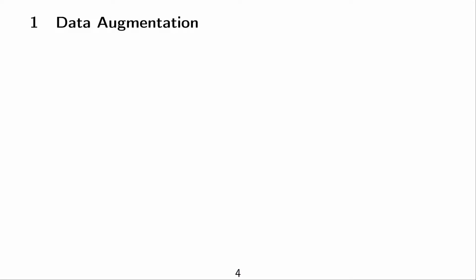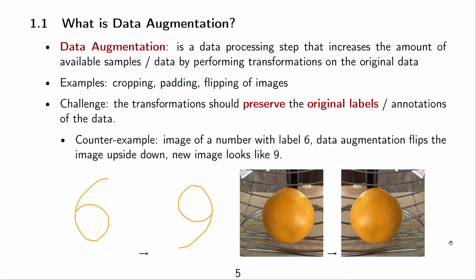In this sequence, we're going to talk about data augmentation. So what is data augmentation? Data augmentation is a data processing step that increases the amount of available samples or data by performing transformations on the original data. Examples would be cropping, padding, flipping of images, or maybe rotating, translating. The challenge is that the transformations should preserve the original labels, annotations of the data.